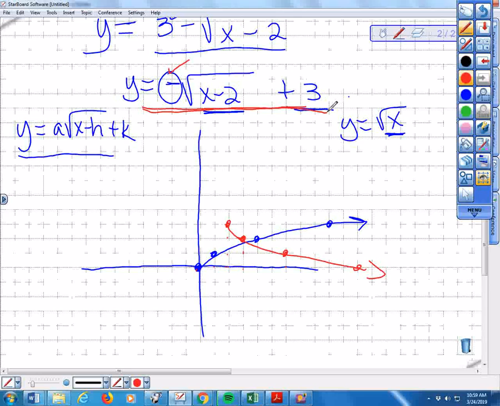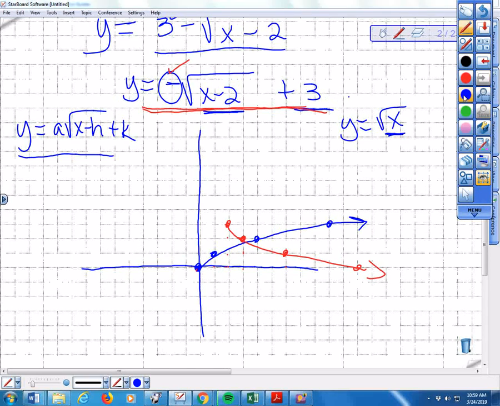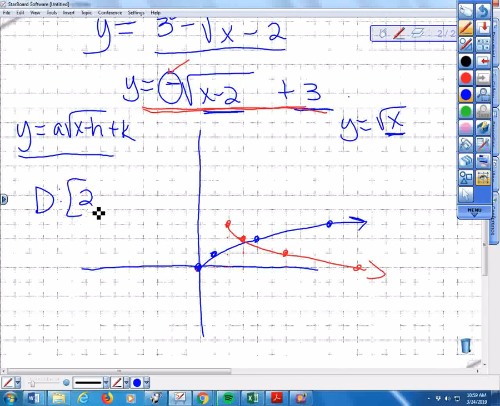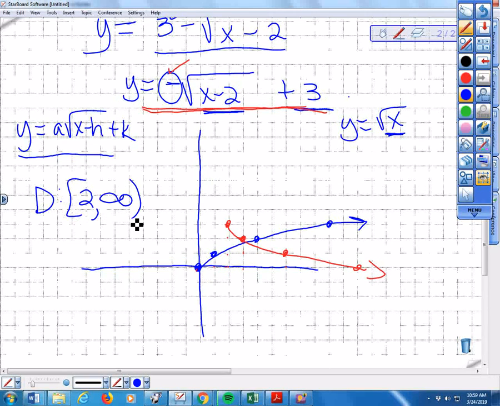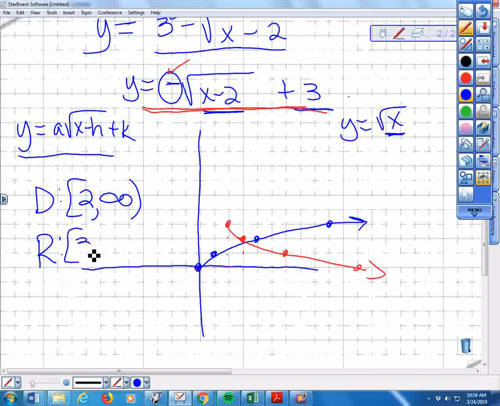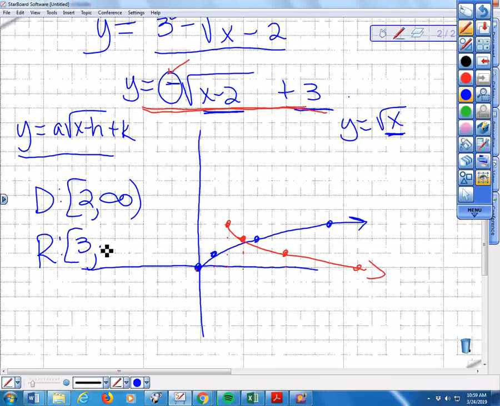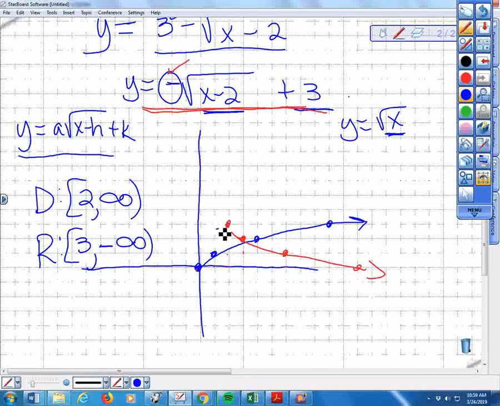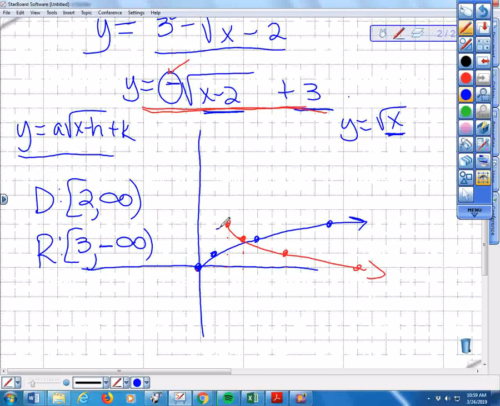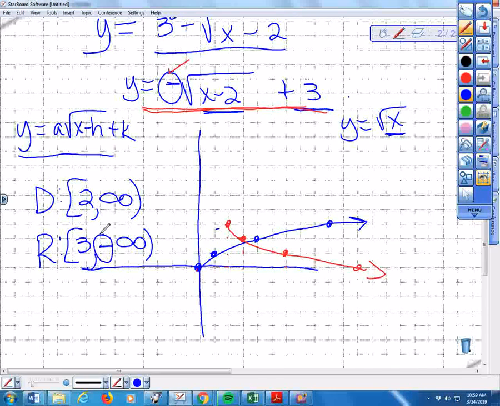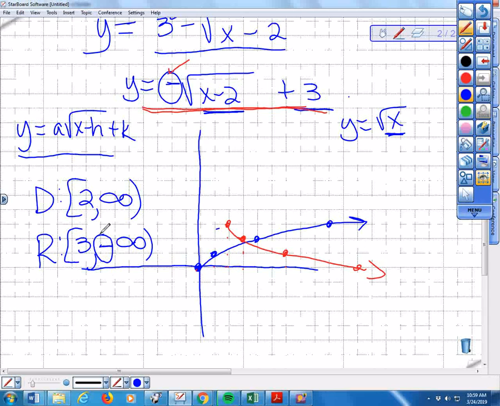Now I can see the domain pretty easily. The domain starts at 2 and it goes to infinity. The range starts at 3 and goes to negative infinity. Do you see how it's never going to be bigger than 3 on my graph? It's going to get smaller and smaller, going down to negative infinity. So that's really important on your range, that you recognize it's negative infinity.